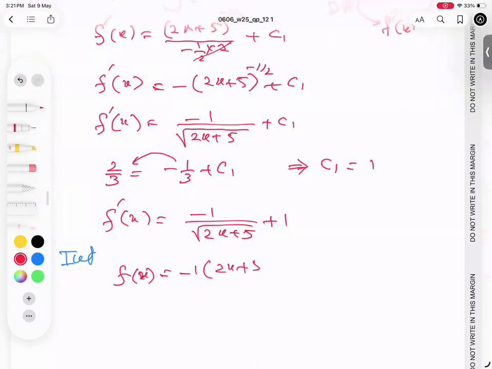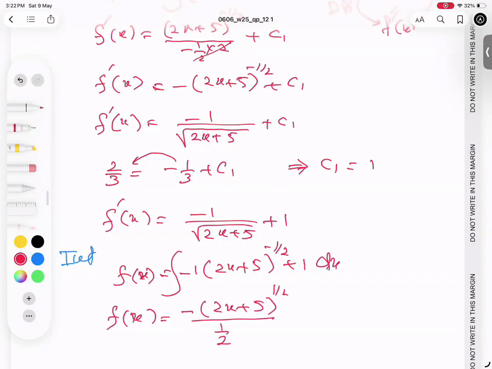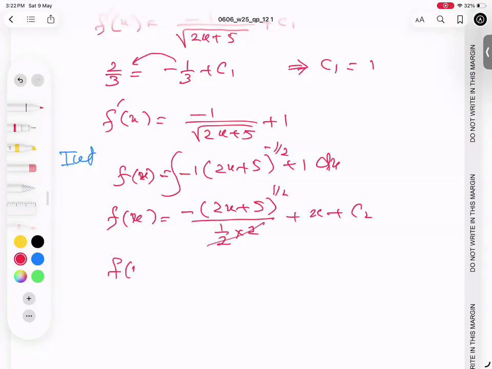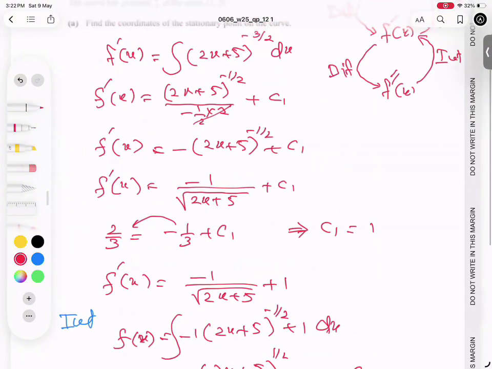So this will become negative half, and I'm going to integrate it. Now what is the rule of integration? You know it very well: increase the power by 1. I'm getting half, and half down into 2. This 2 comes from the x coefficient. And the integration of 1 will become x, plus c2. Simplifying, I'm getting f of x is equal to negative root of 2x plus 5, plus x, plus c2.